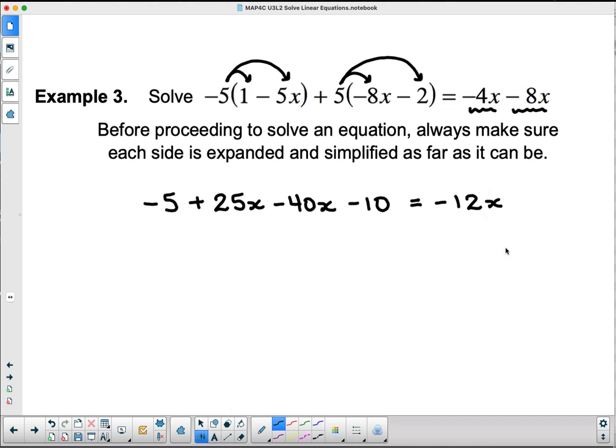Now, you might want to pause me here and see if you can finish this question by yourself. So I'll give you just 1 second to pause, and now I'm going to carry on.